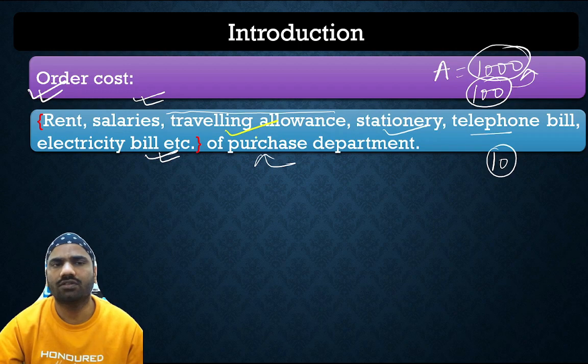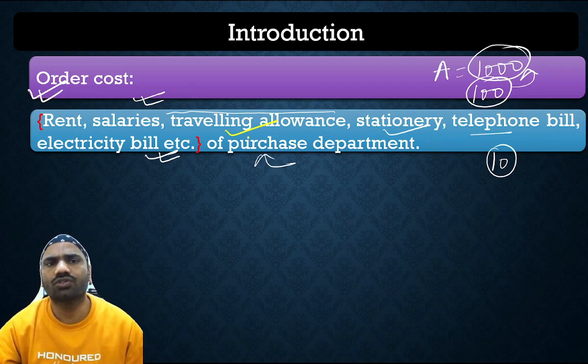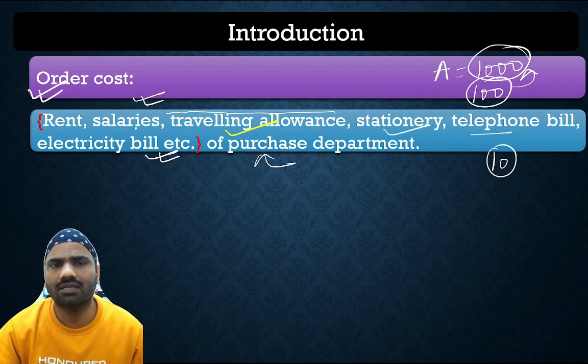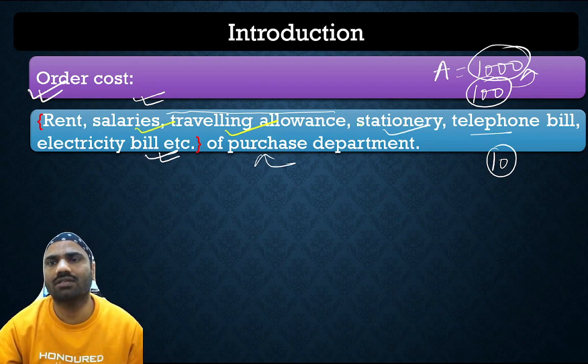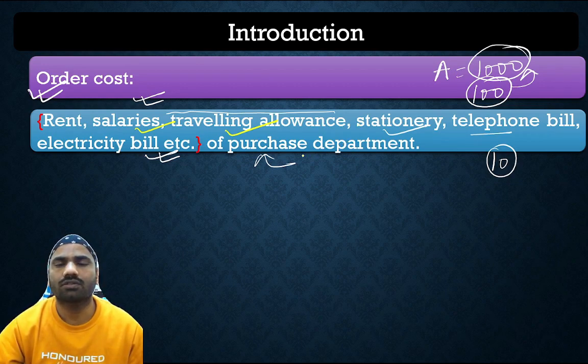So we have different costs associated with the ordering cost, and those costs can be rent, salaries, traveling allowance, stationery, telephonic bill, electricity bill. All these costs of the purchase department come in the category of ordering cost.